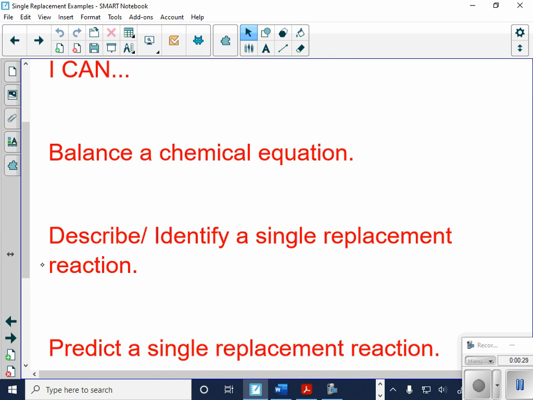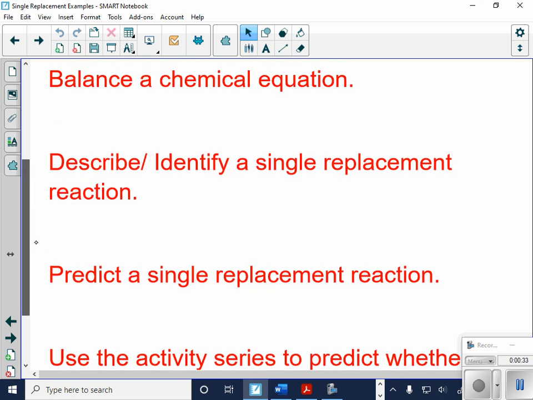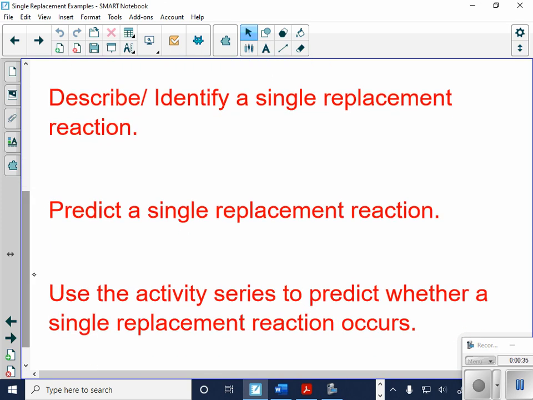to describe/identify a single replacement reaction, and to predict a single replacement reaction, and to use the activity series to predict whether a single replacement reaction occurs. So we're going to bring that activity series into play also.